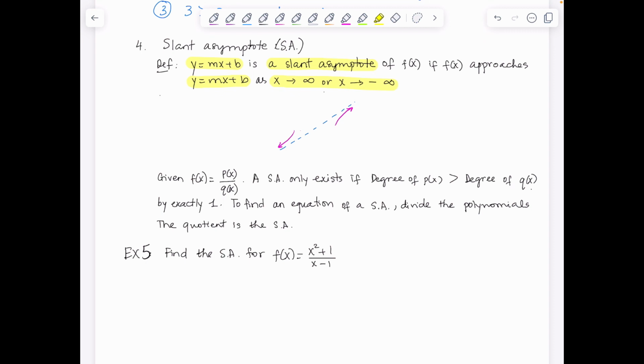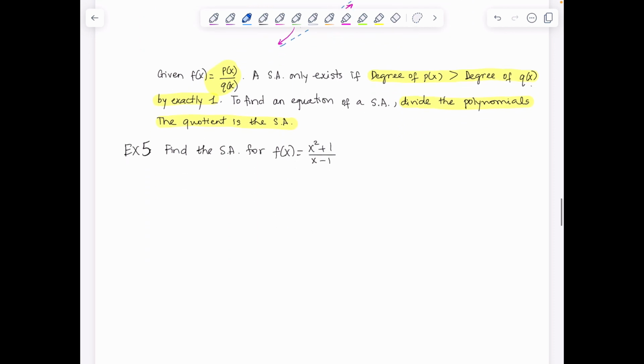Given f of x is equal to p of x over q of x, a slant asymptote only exists if the degree of the numerator is greater than the degree of the denominator by exactly 1. And to find an equation of a slant asymptote, we want to divide the polynomials. The quotient you found would be the slant asymptote.